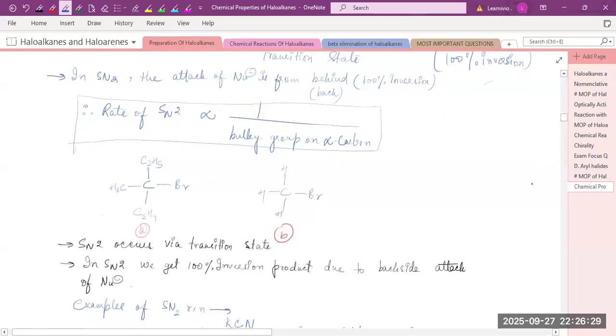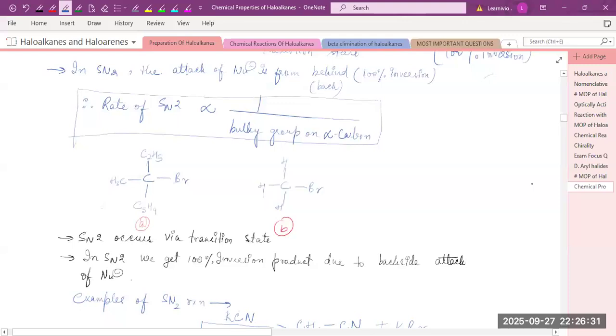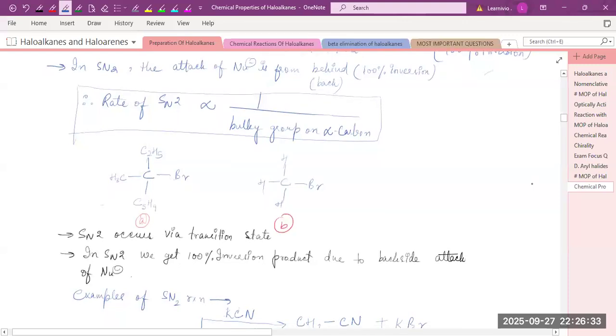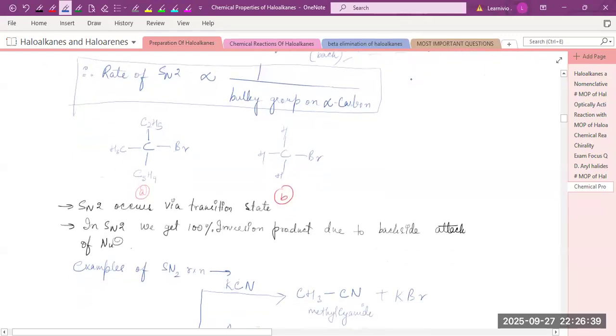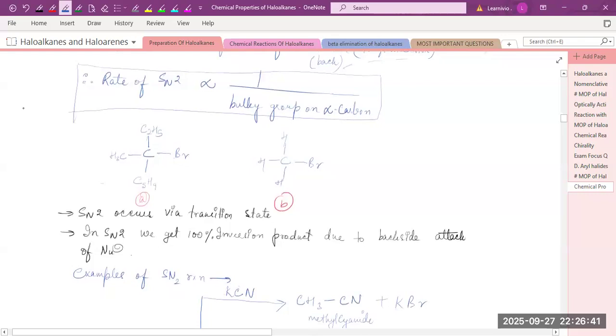Yes, ma'am. So in SN2, the attack of the nucleophile is from the behind, which is from the back side. Okay, 100%, you will get a 100% inversion product. One more point, it's very important. The rate of bimolecular nucleophilic substitution reaction is inversely proportional to the bulky group on the alpha carbon.